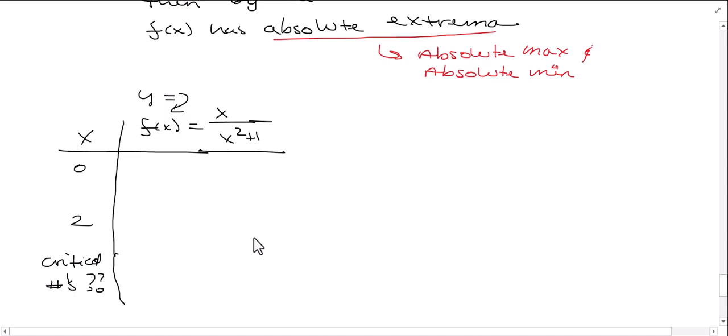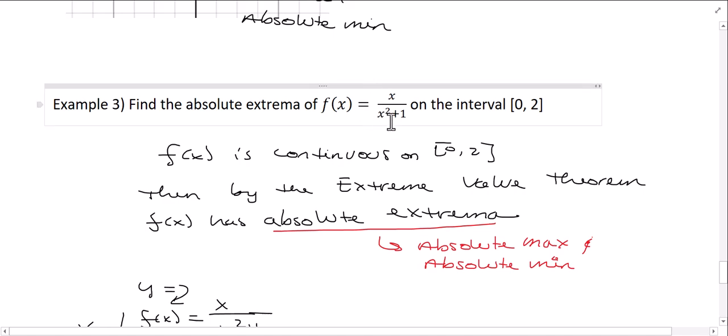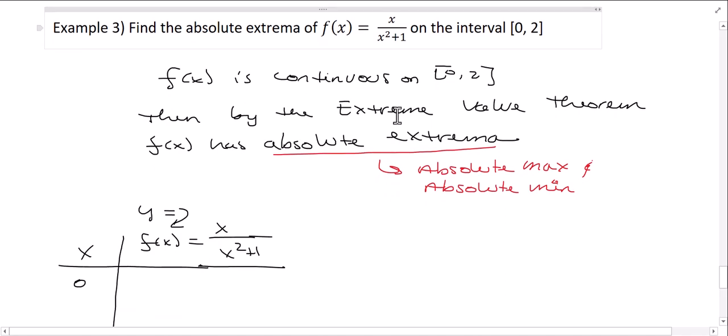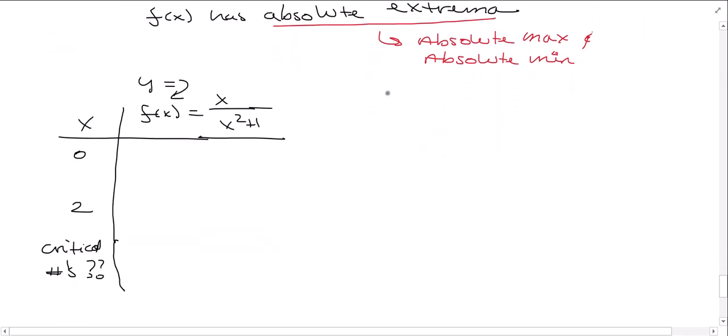So how do I check if we have critical numbers? Find the derivative, set it equal to 0, and see if the derivative is ever 0 or undefined, because that's where critical numbers come from. So let's find f prime. So let's take the derivative.